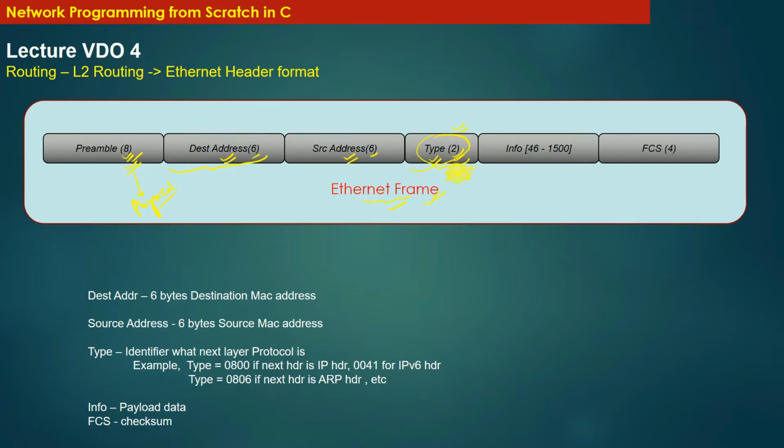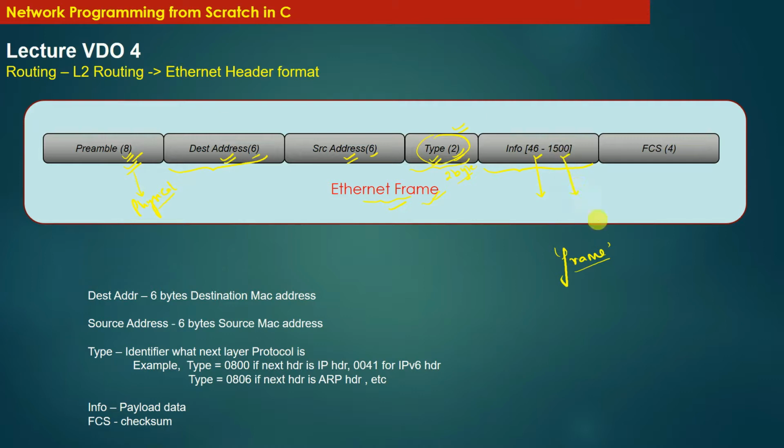It is a 2-byte field. Then the rest of the data which is carried inside the data link layer packet has a size ranging from 46 bytes to a maximum of 1500 bytes. An Ethernet packet is also called a frame. So a packet operating on the data link layer is called a frame, an L2 frame. The minimum size of the L2 frame is 46 bytes and the maximum size is 1500 bytes.